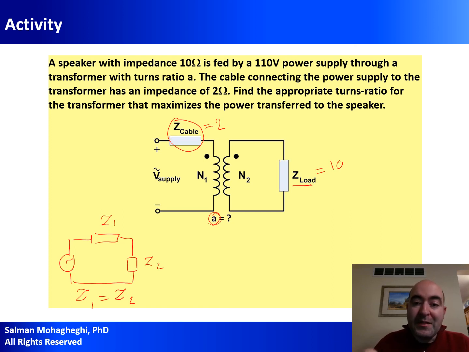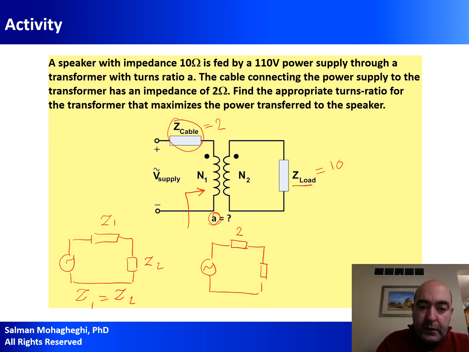However, notice that this is 10 ohms on the secondary side. What you need to do is to see how big of an impedance you have on the primary side. In other words, if this is your source, this is your cable, which is 2, you want to know from the primary side, or from here, what impedance you're measuring. Going back to what we talked about on the previous slide, this is going to be A squared times 10.